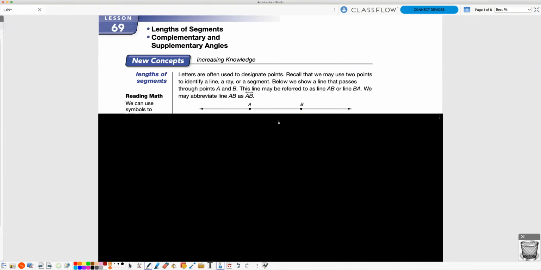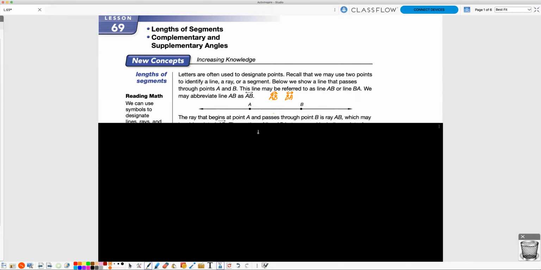We may abbreviate the line AB as line AB. You notice it has a line above it. It could also be written with arrows on both ends, since a line means infinity in both directions. It could also be written as line BA with arrows on the ends going to infinity in both directions. That means it's going to go on forever.